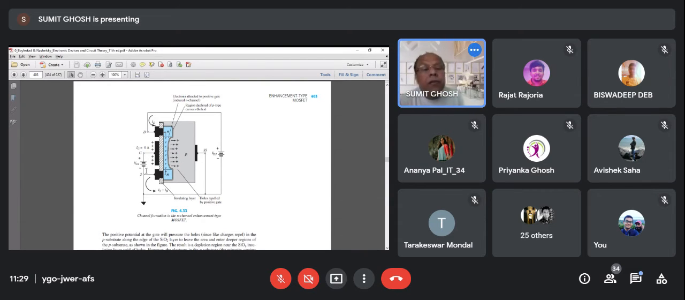ঠিক আছে? এই অ্যাবাভ থ্রেশহোল্ড ভোল্টেজ VGS কত, সেটাকে বলে ওভারড্রাইভ ভোল্টেজ। ঠিক আছে? VGS মাইনাস VTH, মানে থ্রেশহোল্ড ভোল্টেজের কত উপরে, সেটাই হচ্ছে তোমার ওভারড্রাইভ ভোল্টেজ। ঠিক আছে?